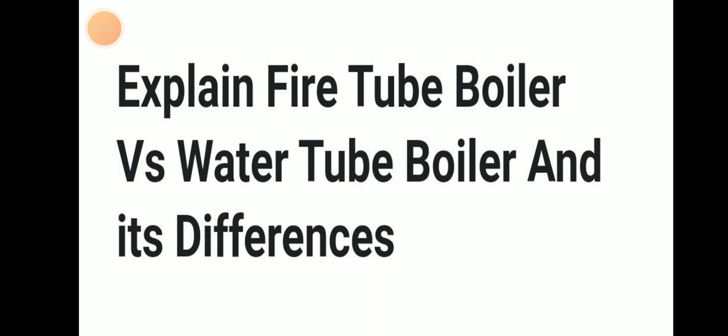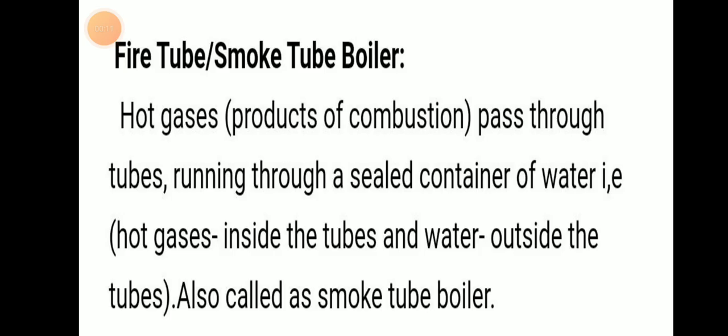Today we will be discussing fire tube boilers and water tube boilers and their differences. Fire tube boilers are also called smoke tube boilers. Here, hot gas, that means the product of combustion, will pass through tubes running through a sealed container of water. That is, hot gas will be flowing inside the tubes and the water will be outside the tubes. This is also called a smoke tube boiler.